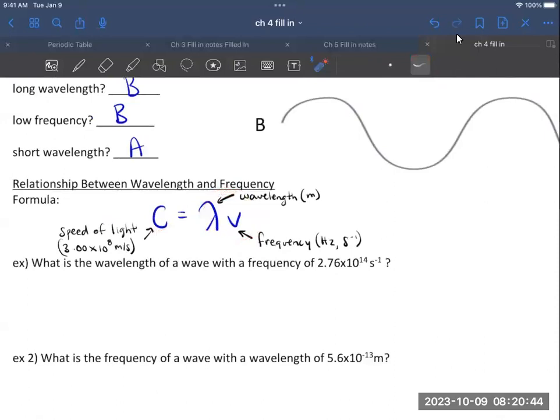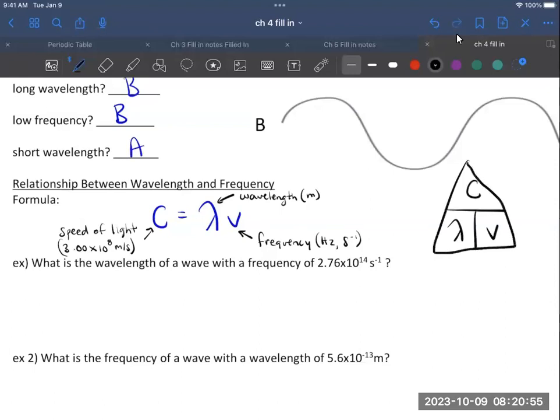Also, I want to point out that you could make this into one of the triangles that we're used to working with. It would look like this. Please do copy this down. This will be helpful for you on your homework. If I ever ask you, what's the wavelength? You would cover the symbol for wavelength, and then you would do the speed of light divided by frequency. If I'm ever asking you what's the frequency, you would cover up the frequency, and then you would do the speed of light divided by wavelength. So this is a handy little triangle to have in mind.